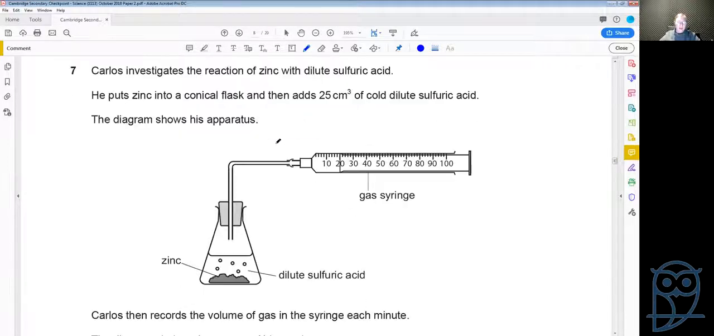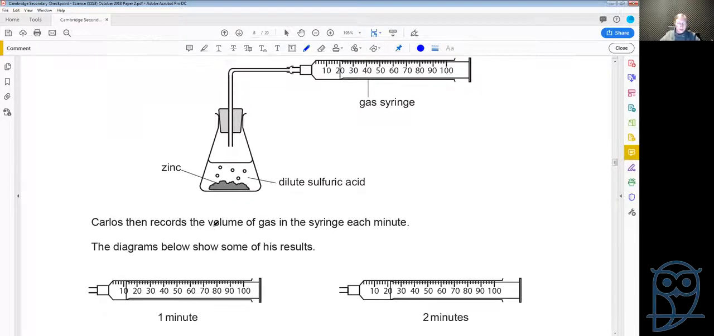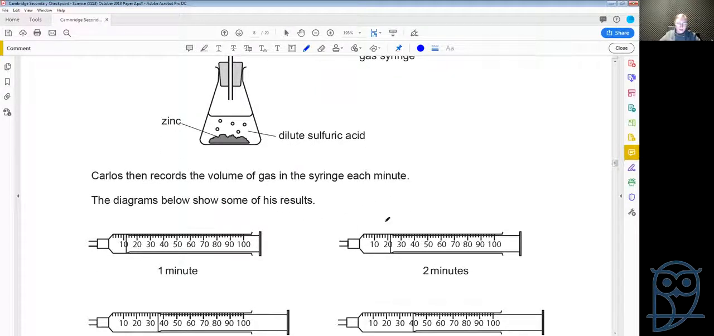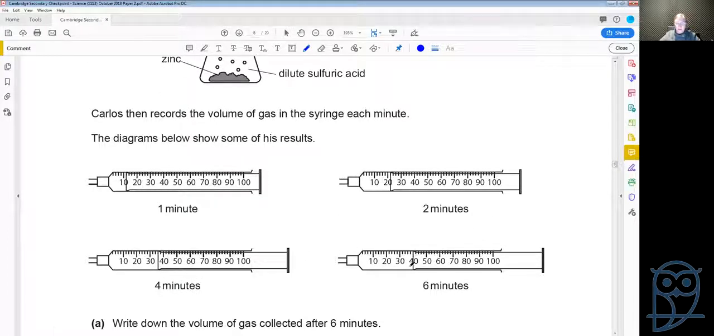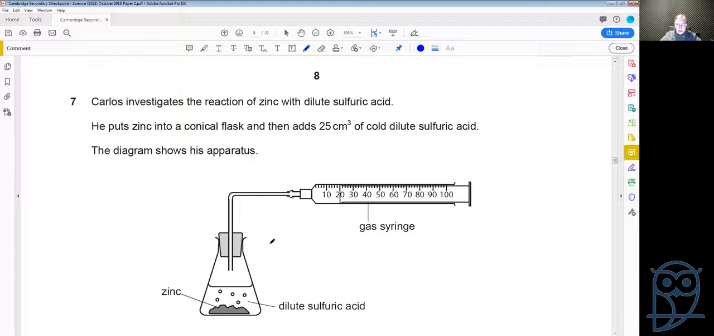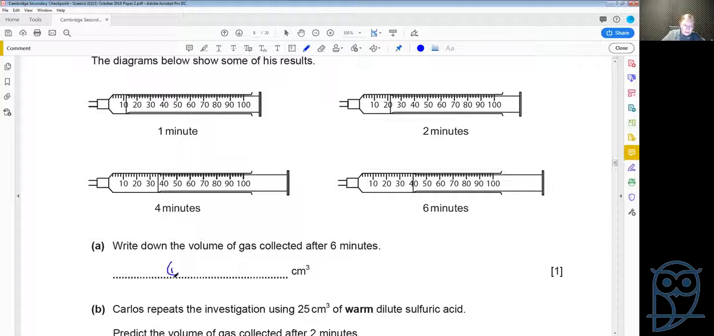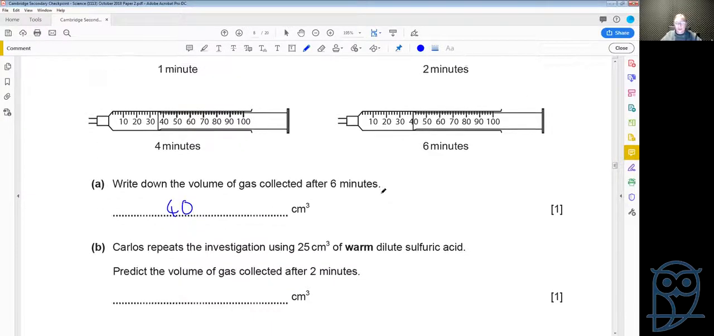He puts zinc into a conical flask over there and then adds 25 cubic centimeters of cold dilute sulfuric acid. So this is his apparatus. He then records the volume of gas in the syringe each minute. So that's after 1 minute, after 2 minutes, after 4 minutes, and after 6 minutes. So the volume of gas collected after 6 minutes will be 40 cubic centimeters. I've already got the cubic centimeters. We just need to literally go read that off.